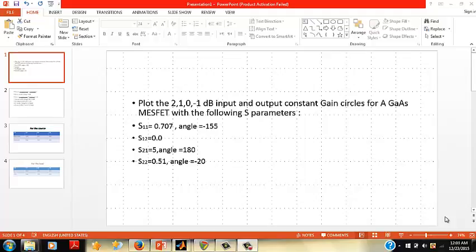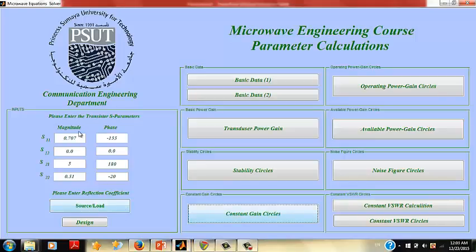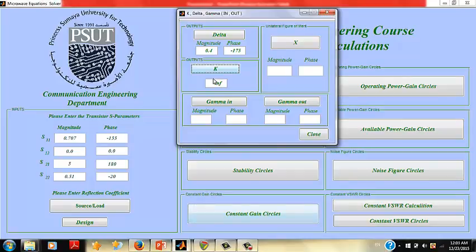So now we need to check the K value and delta to know the stability circles. From the calculator, we insert the S parameters to find delta and K. From the basic data, we find delta is 0.4 and K is infinity. That means K is greater than 1 and delta is less than 1, which means it's unconditionally stable and the amplifier is stable within the Smith chart domain. There is no need to draw them.